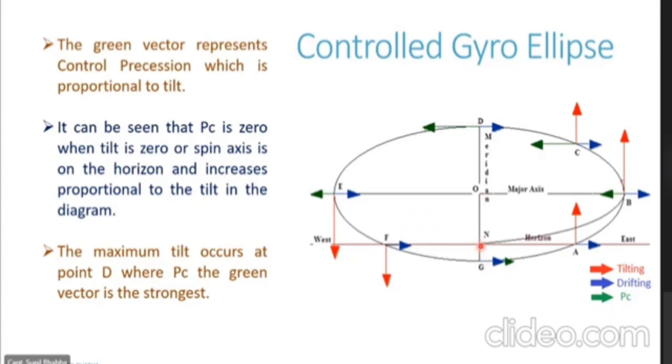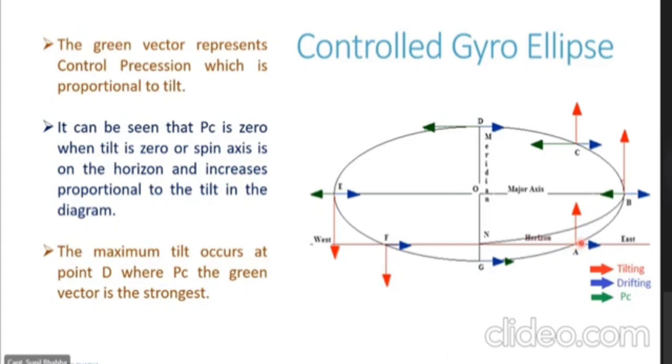So let's try to check this control precession vector starting from point A in the diagram. Now point A in the diagram is exactly on the horizon. That means the tilt is zero. If the tilt is zero, control precession will also be zero. That's why you don't see any green vector at point A.